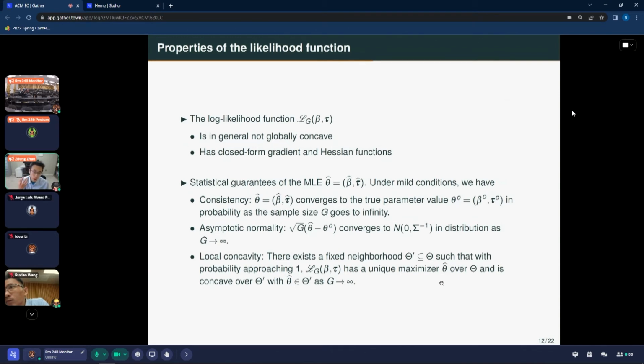So as the sample size grows larger and larger, within the whole parameter space theta there is a unique maximizer of this likelihood function, and further, around this maximizer there is a fixed neighborhood such that this log likelihood function is concave, but only in this fixed neighborhood.